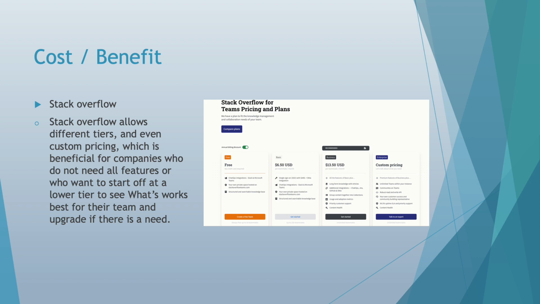For the cost benefit, for Stack Overflow, they do have 3 different tiers of pricing. One is the free version, the second will be the base version, and the third will be the enterprise version. There is also a 4th tier, which is a custom pricing, which allows companies to modify which features they want and which ones they don't, and adjust the pricing based on that.